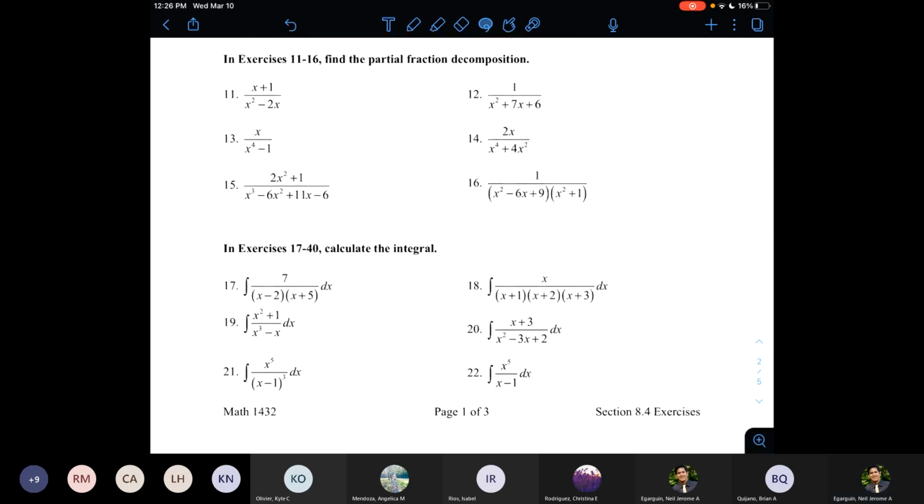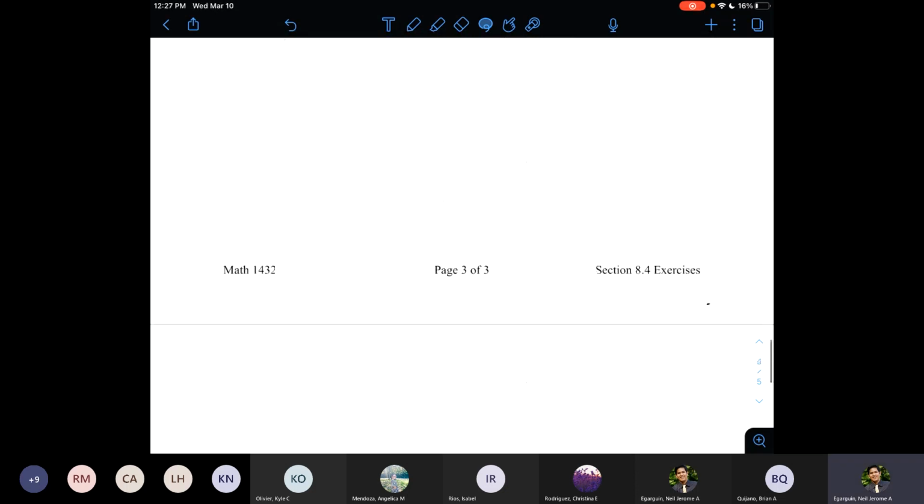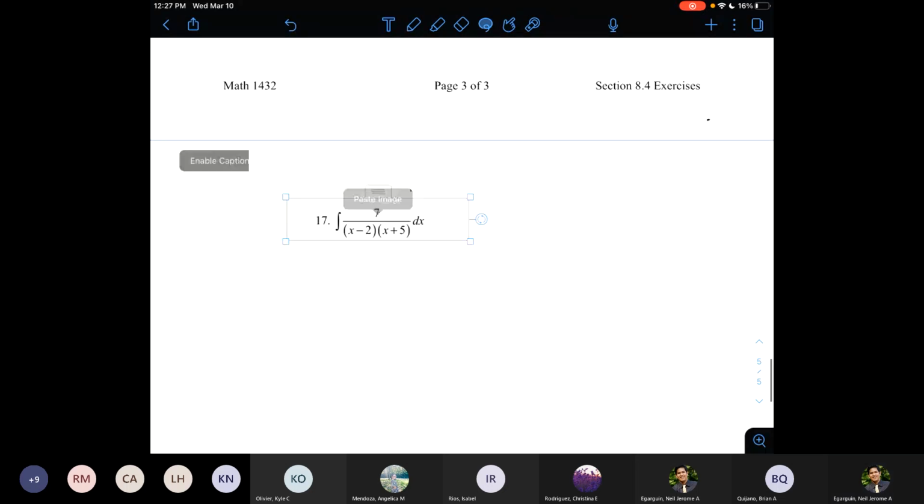Sorry. Let's try problem 17 first, because this, I guess, is easy. Okay. So we're lucky here because the denominator is already factored. The numerator is 7, which is degree 0. The denominator is quadratic, it's degree 2. So first step is a check. Degree of the bottom is greater than the degree of the top. And then the next step is to factor. Luckily, the factorization was done for us.